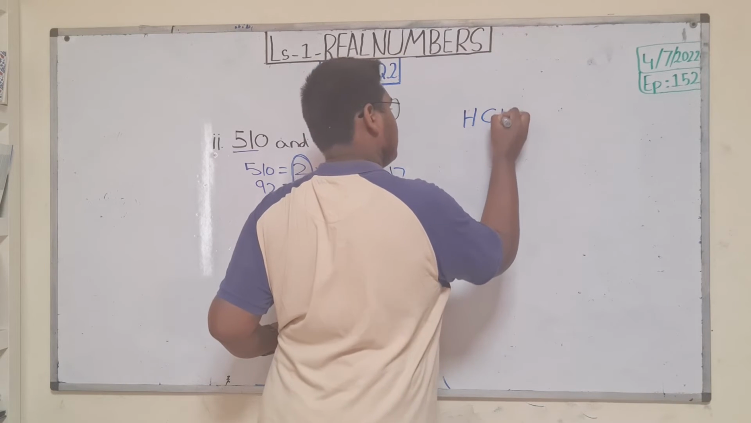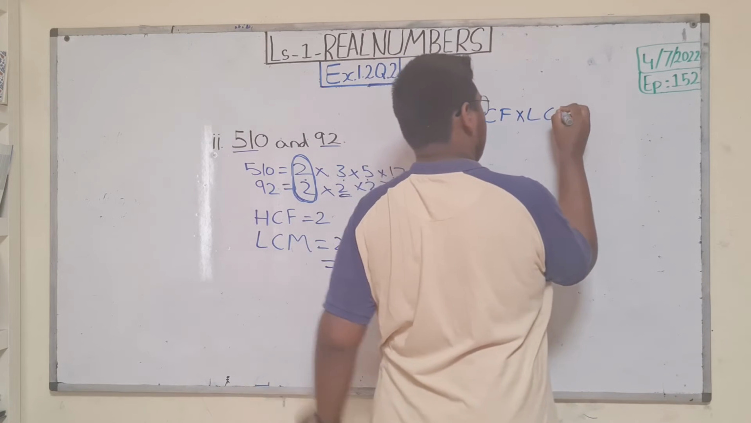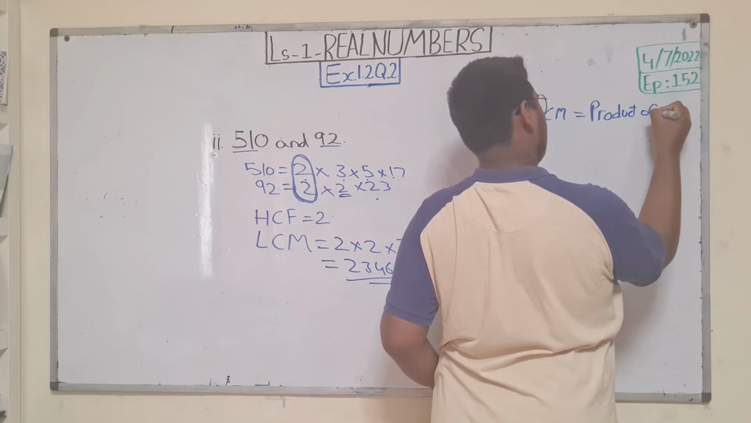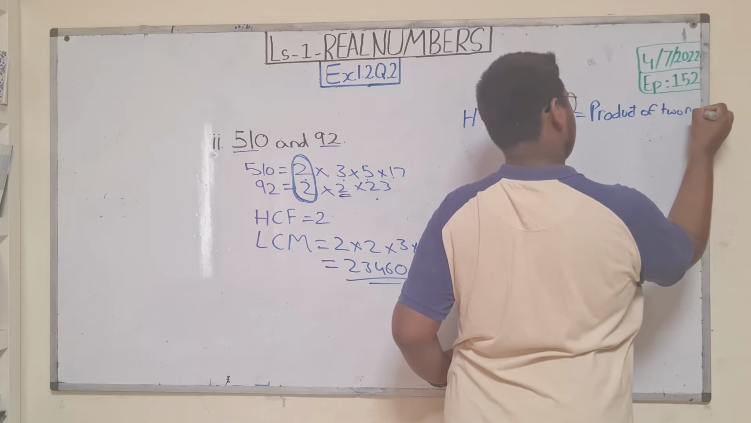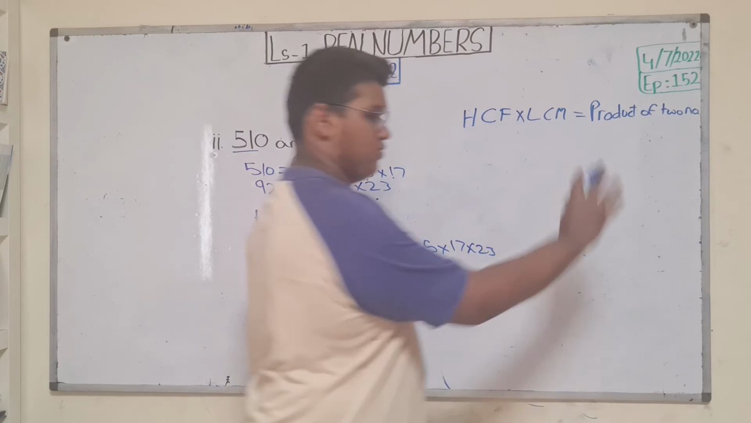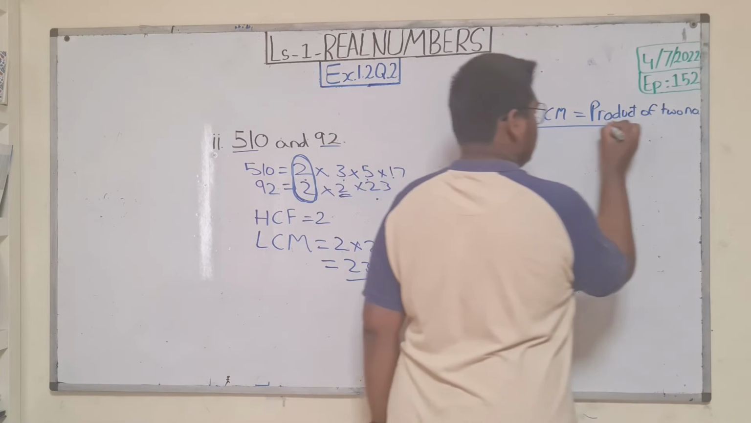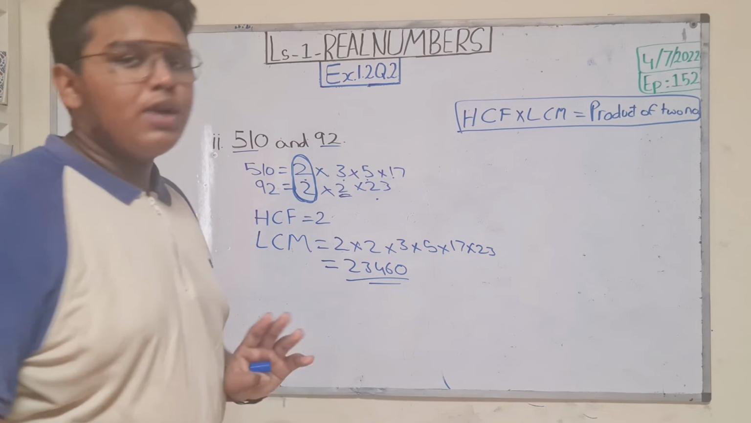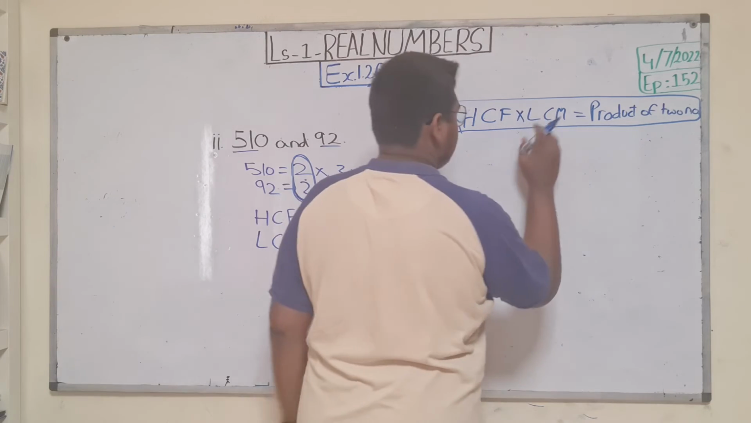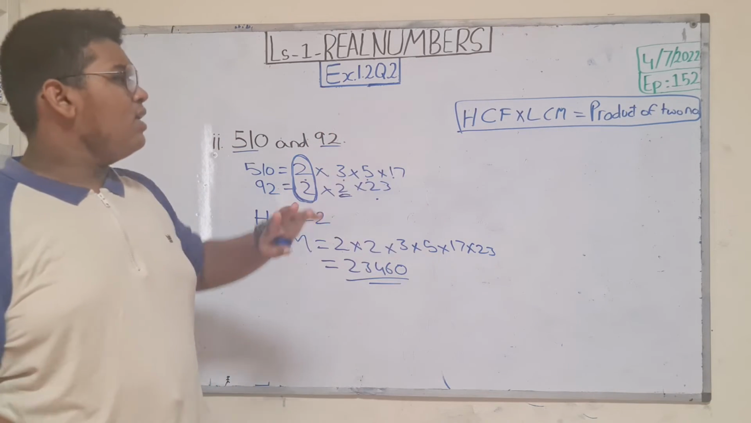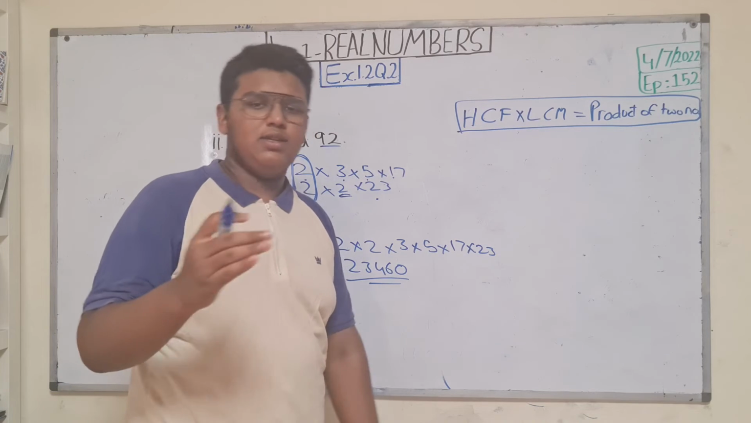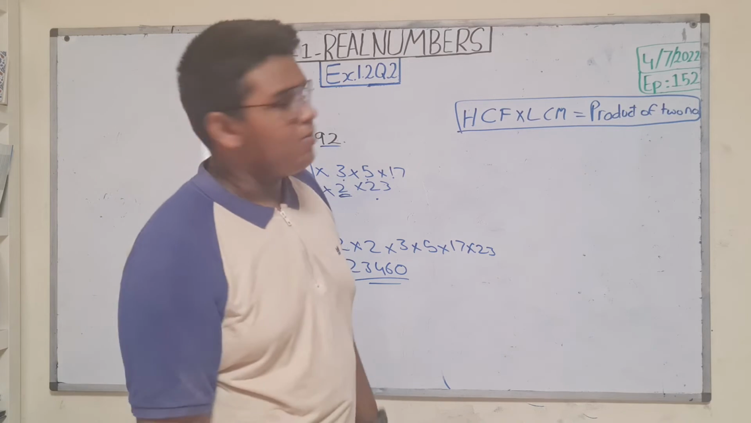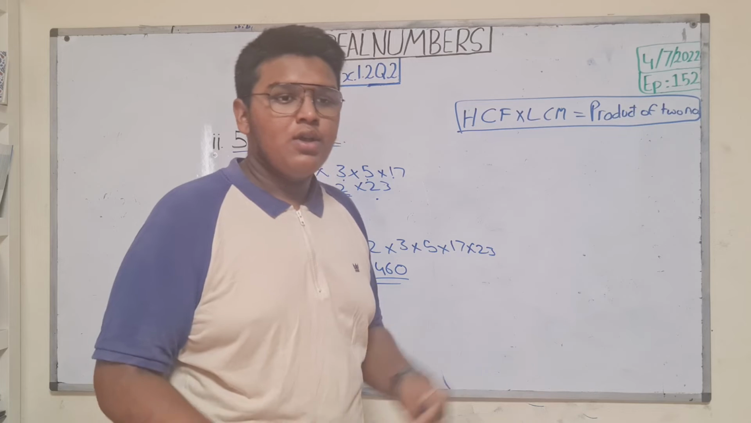Okay, so now the next step is HCF. First we will write the statement. HCF into LCM is equal to the product of two numbers. Okay, I'm writing numbers in short form because I have no space over there. Okay, so this is the equation. Now this question can be asked to you in your exams also. So this equation is very important. If you learn this by heart, anyway it will be given in the question itself, as it is given in your NCERT textbook.